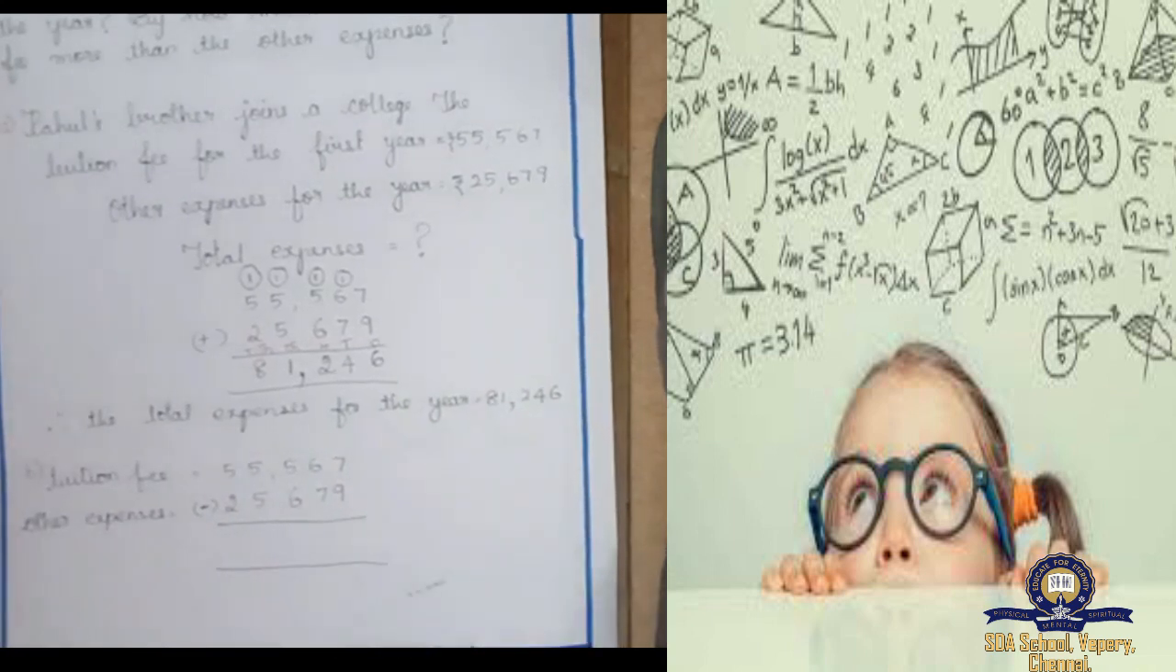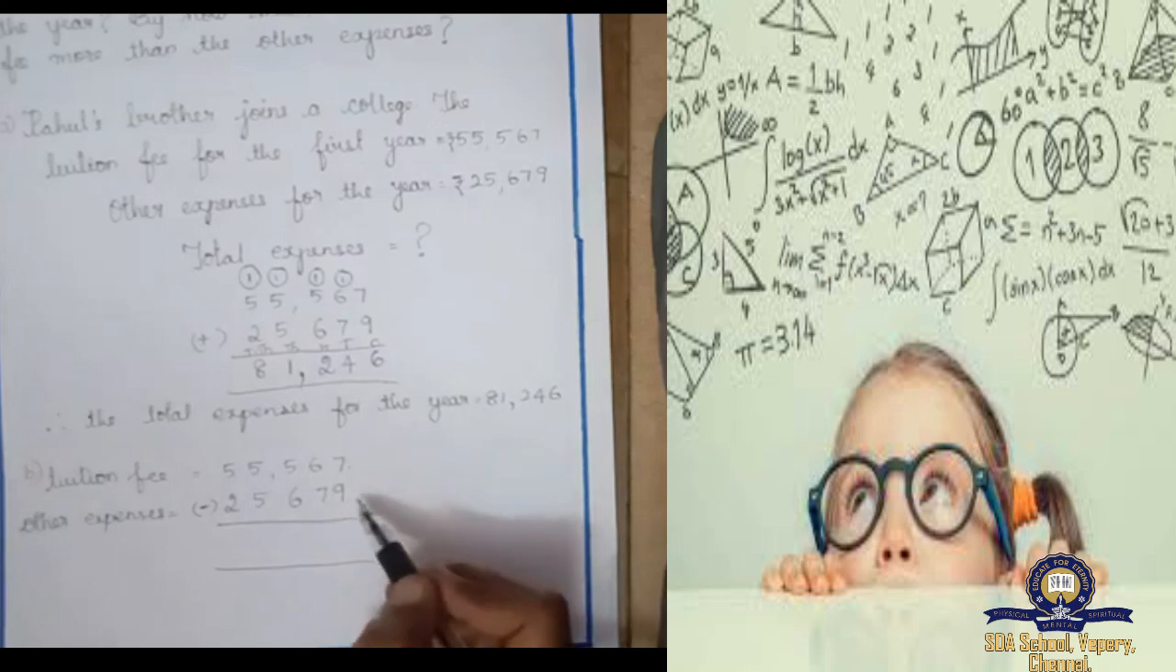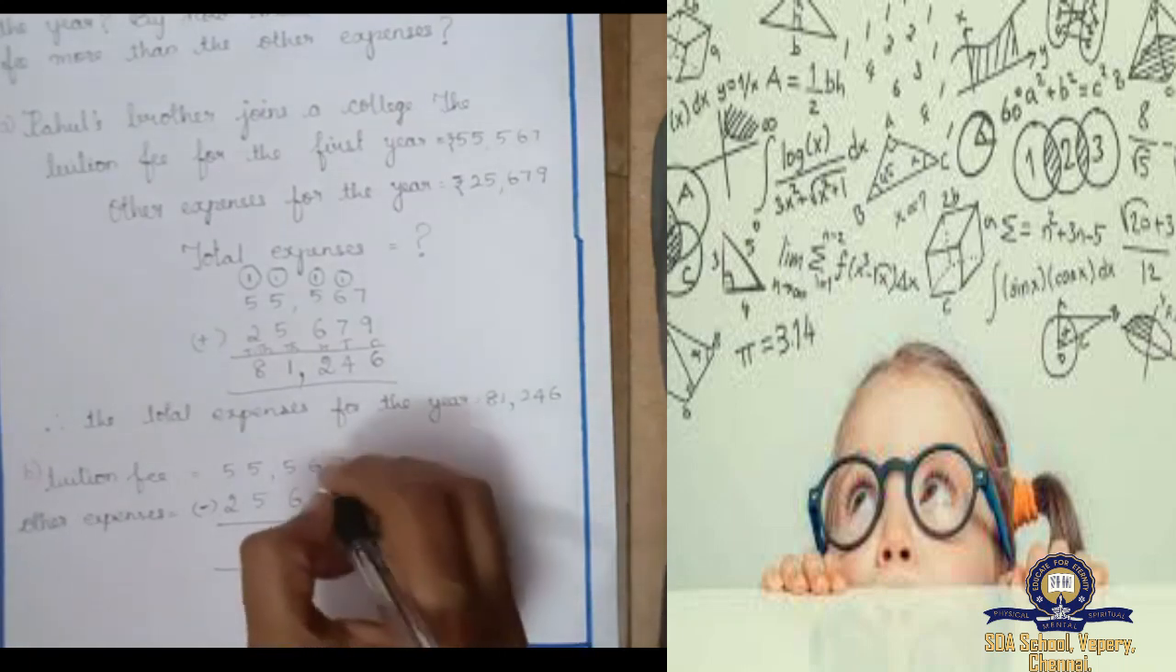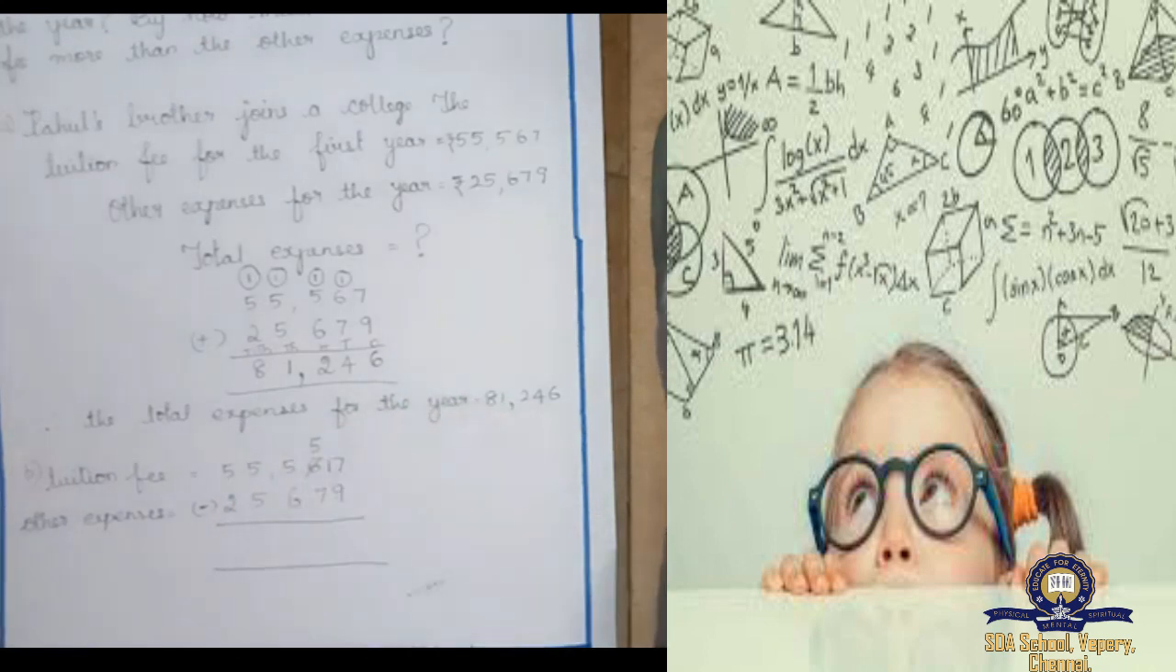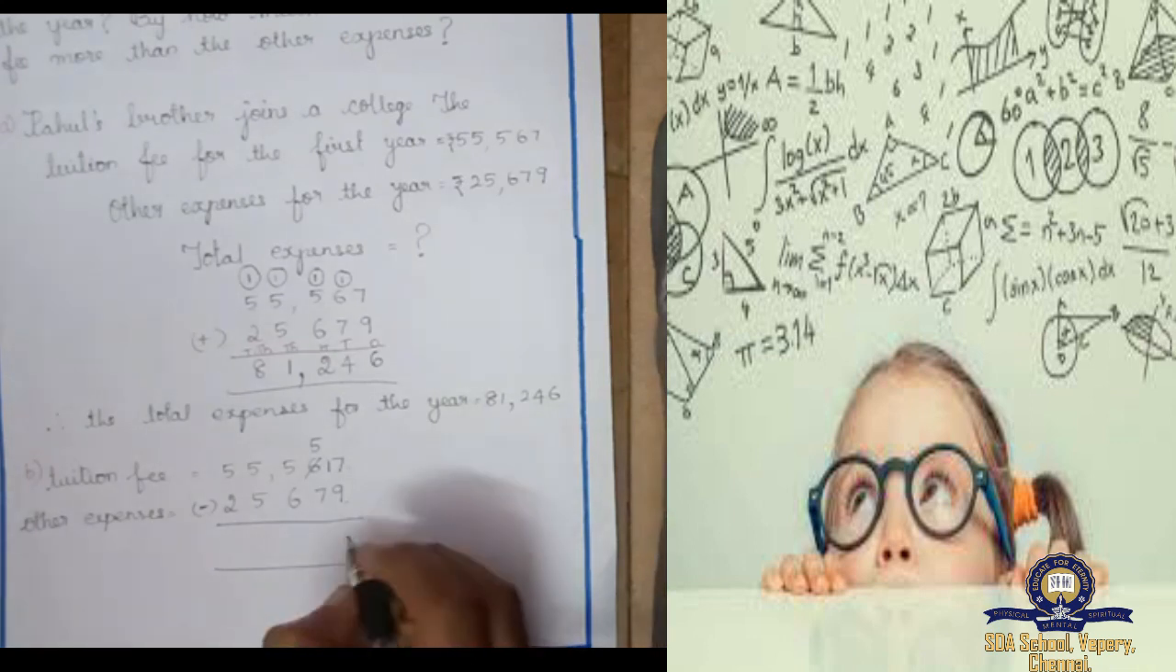We can subtract it. From 7 we cannot minus 9. So we have to borrow. This 6 will become 5. This 7 will become 17. Now 17 minus 9 is, yes, 8.